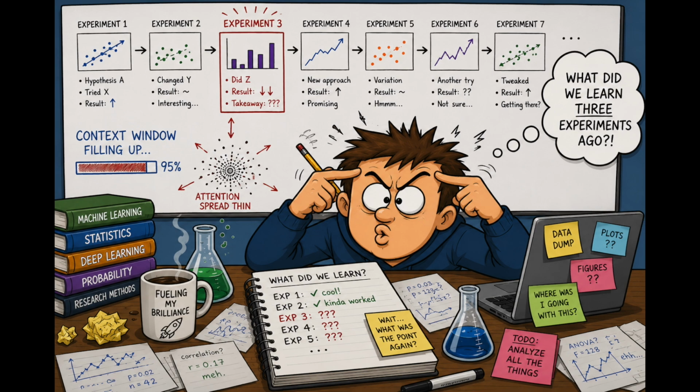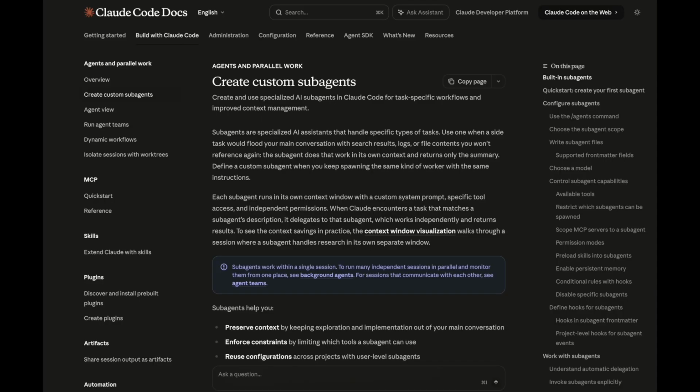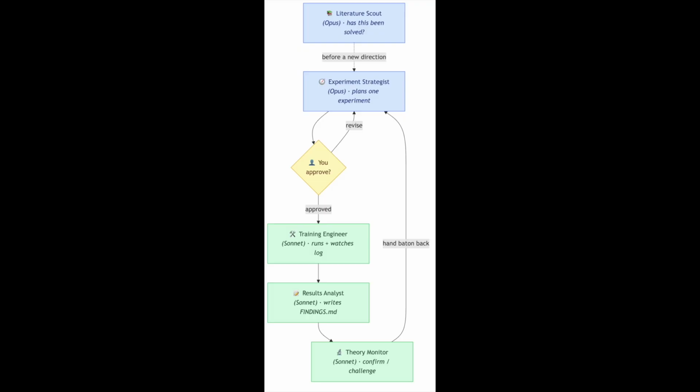So the fix in Claude Code is called a subagent. A subagent is a separate, specialized helper with its own job, its own tools, and even its own choice of model. The main session hands a focused task to a subagent. The subagent goes off and does it in isolation, and the main session gets back just a clean summary, not the whole mess. So instead of one overloaded generalist, I built specialists.